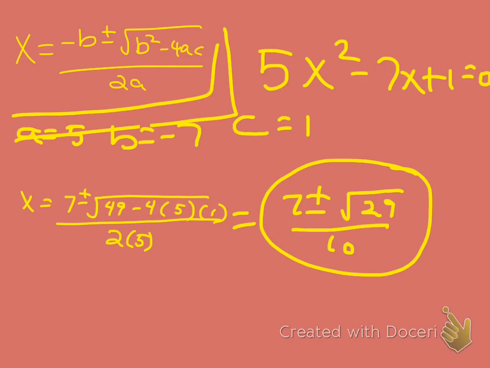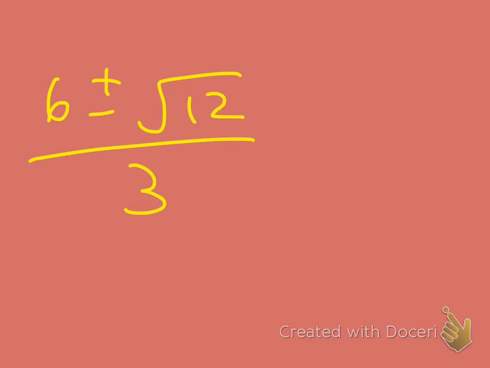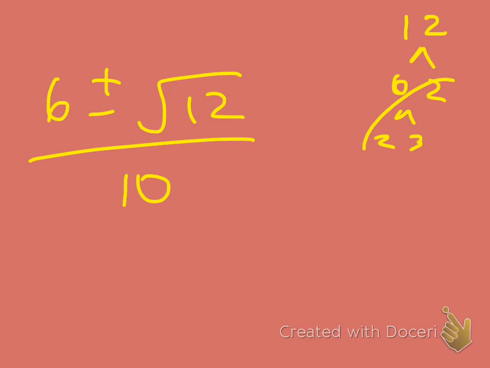Now, sometimes we might get something like this: 6 plus or minus square root 12 over 3 or something. No, it can't be 3. Let's do 10, because it had to be a multiple of 2. Let's just pretend we got this 12. We can do factors of 6 and 2, and 2 and 3, right? So we can take out a 2 and leave a 3 inside. So we'll have 6 plus or minus 2 square root 3 over 10.